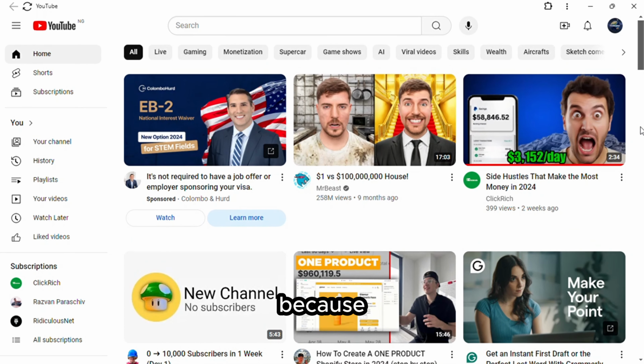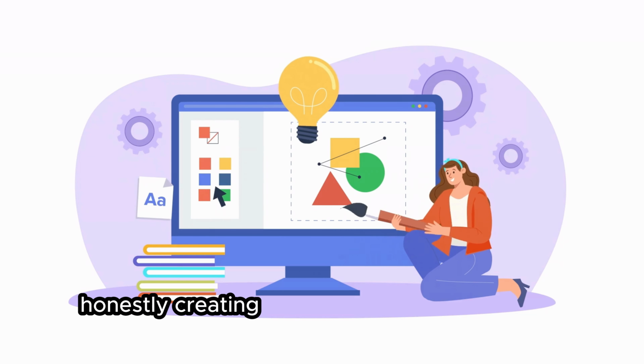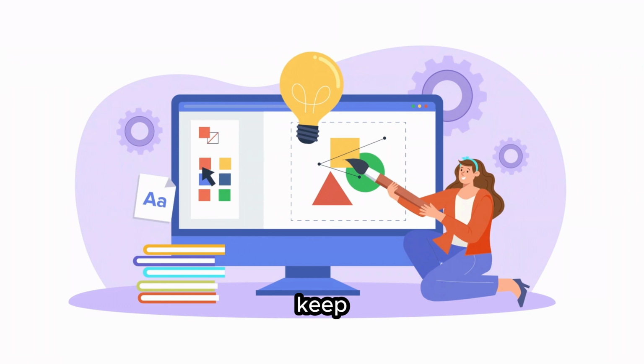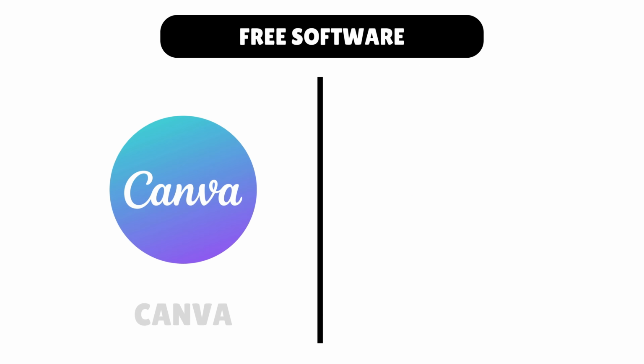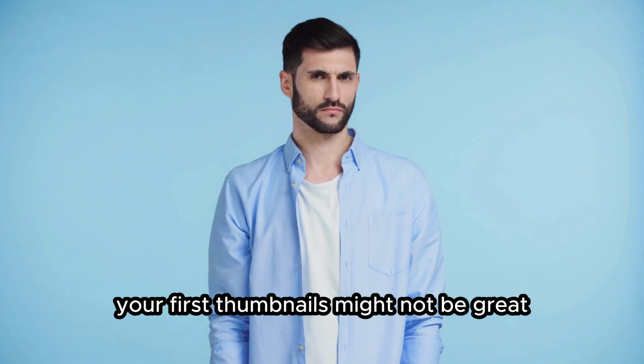This is crucial because people will look at the thumbnail before clicking on your video. Honestly, creating thumbnails is also really hard, but just like editing, it's gonna get easier the more you keep doing it, so don't get too frustrated. You can create thumbnails in free software like Canva and Photopea. I keep mentioning how you can find everything on YouTube because it's true, including thumbnail creation. Your first thumbnails might not be great, but they'll improve with practice, and when that's done, you're ready to publish your first video.